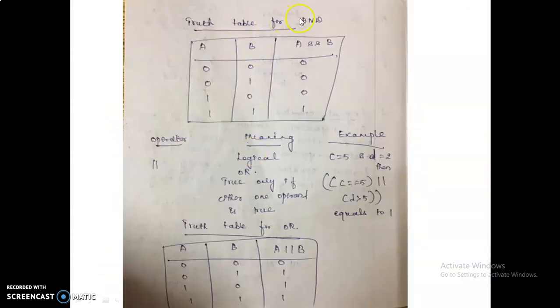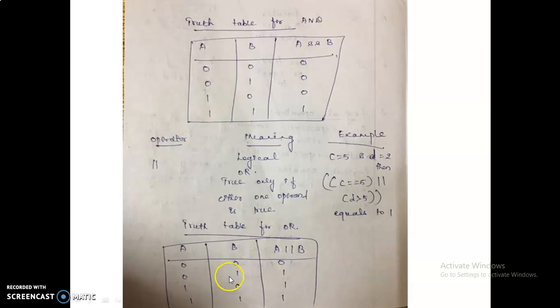This is the truth table for AND. This is one condition, this is another condition. Here, for A and B, if both conditions are false, the output is also false. If only one of the conditions is true, that is also false. If both conditions are true, the output will be true. Like that, this is the OR operator. OR operator means true if either one operand is true. Here you can see in this truth table, both operands are false, so the output is false.